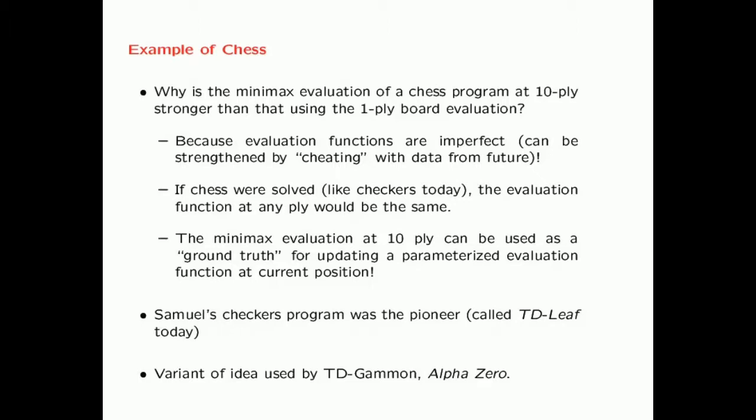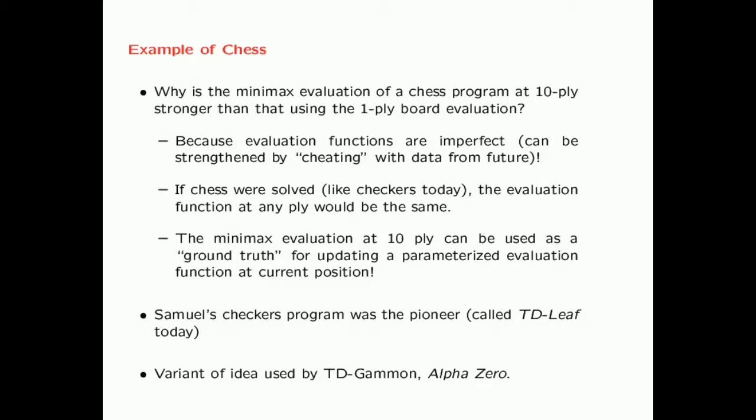Now this evaluation function is obviously not perfect. For example, if you evaluate at the current position, it's not going to tell you much about what the board is going to look like 20 moves down the road. It's going to evaluate something based on the amount of material you have, the safety of the king, all these types of factors. It's a heuristic evaluation function.